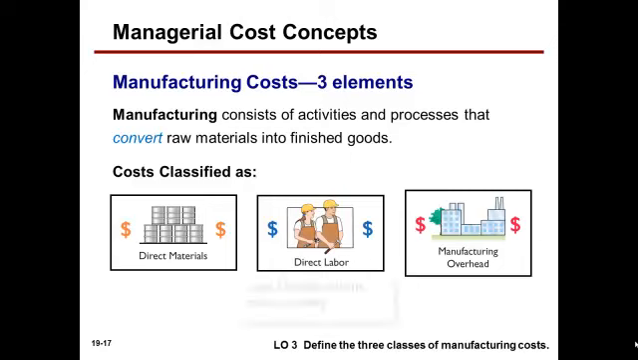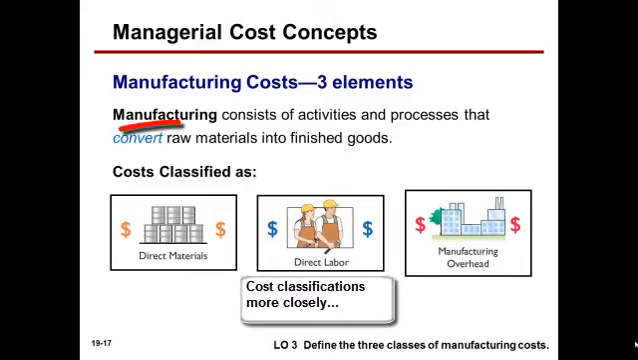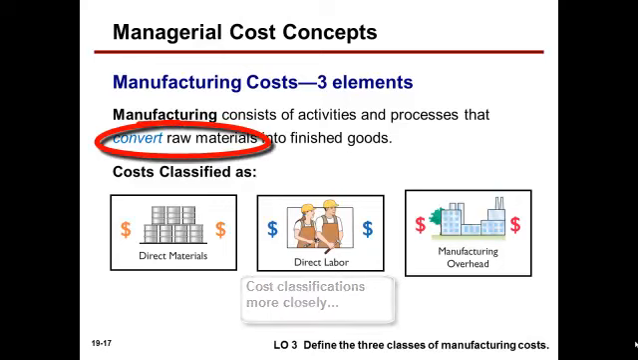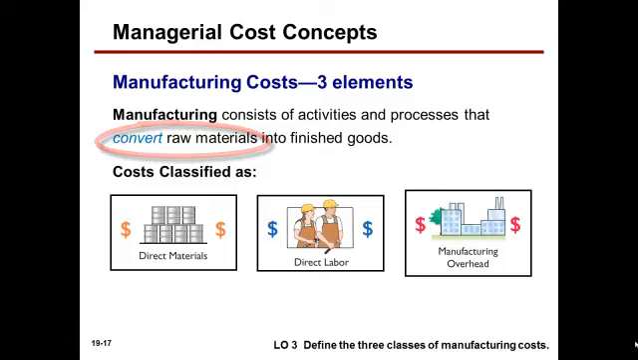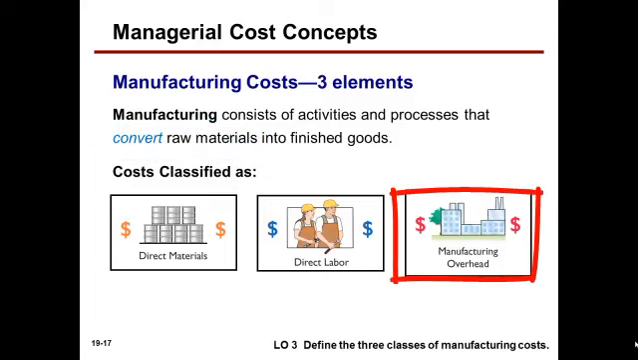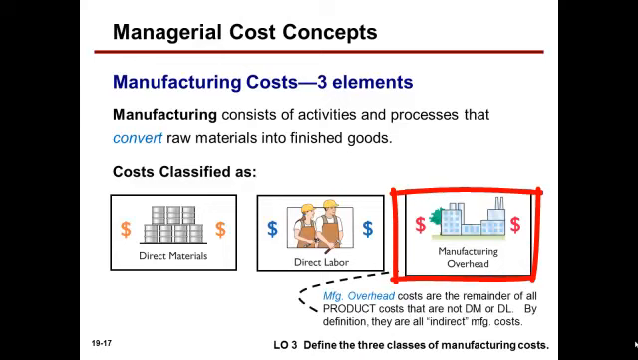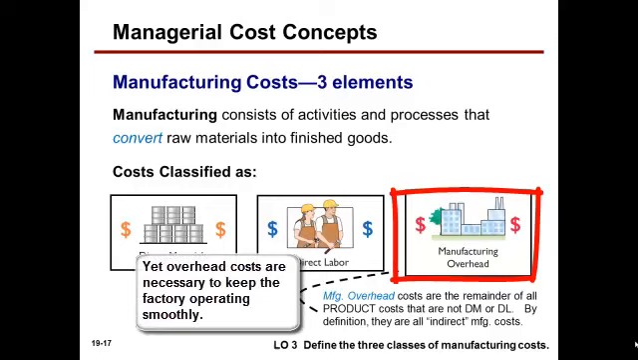Let's look at the 3 manufacturing cost elements. Manufacturing consists of activities and processes that convert raw materials into finished goods. The costs are classified as either direct materials, direct labor, or everything else called manufacturing overhead. Again, note that manufacturing overhead costs are the remainder of all product costs that are not direct materials or direct labor. By definition, they are all called indirect manufacturing costs. They cannot be directly traced to the product.